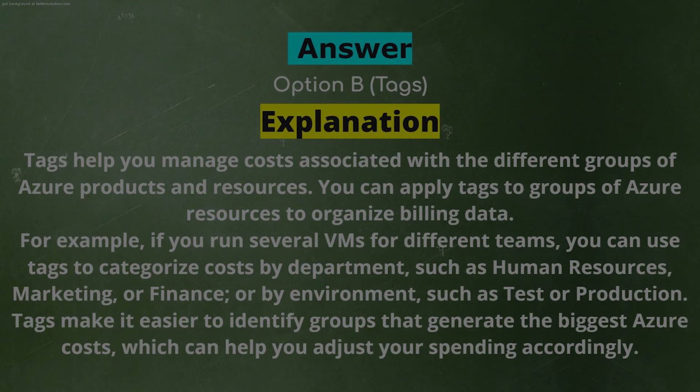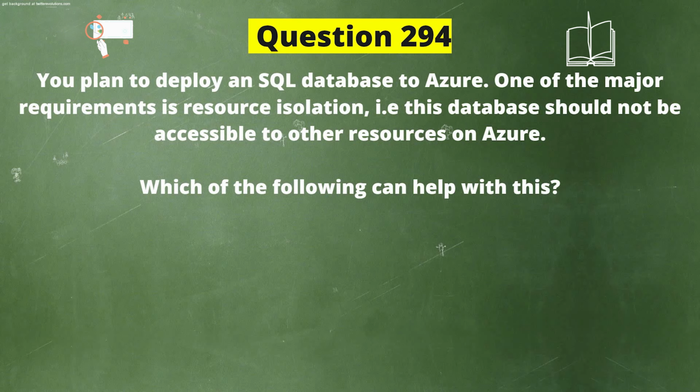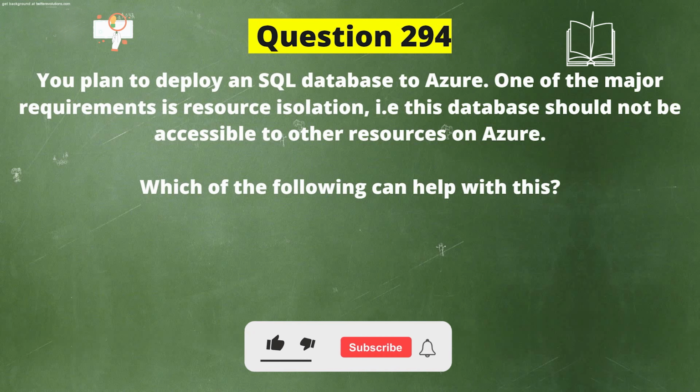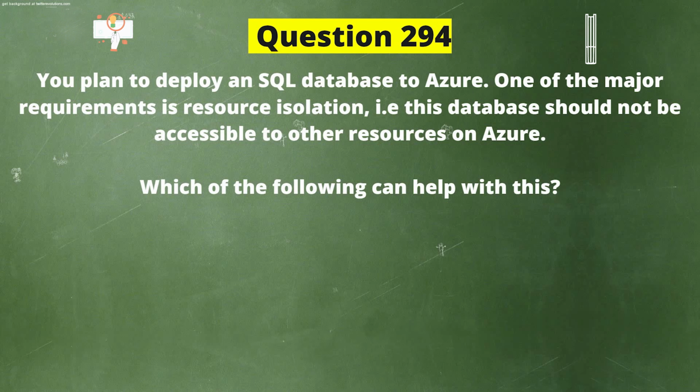Next question. You plan to deploy an SQL database to Azure. One of the major requirements is resource isolation. That is, this database should not be accessible to other resources on Azure. Which of the following can help with this?